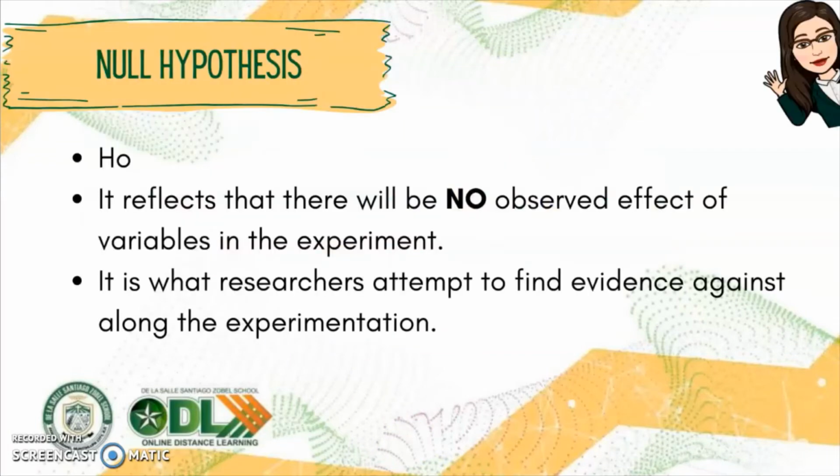There are two. The first one is null hypothesis, depicted by HO. It reflects that there will be no observed effect of the variables in the experiment. So, when we speak of null hypothesis, it could be put as simply as there is no significant difference or there is no significant relationship, that sort of hypothesis.